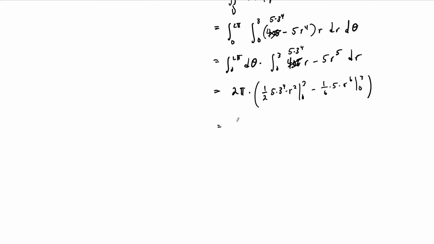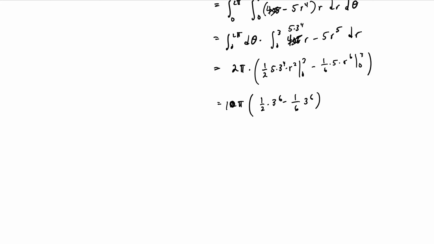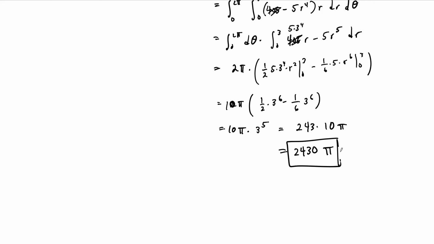And we end up with 2 pi times, well, let's just make this 10 pi. Take the 5 out. Here we have 1/2 times 3 to the 6th minus 1/6 times 3 to the 6th. And 1/2 minus 1/6 is 1/3, right? And so this is 10 pi times 3 to the 5th. 3 to the 5th is 243. And so that gives us 2430 pi. There's the flux of our vector field across the surface.